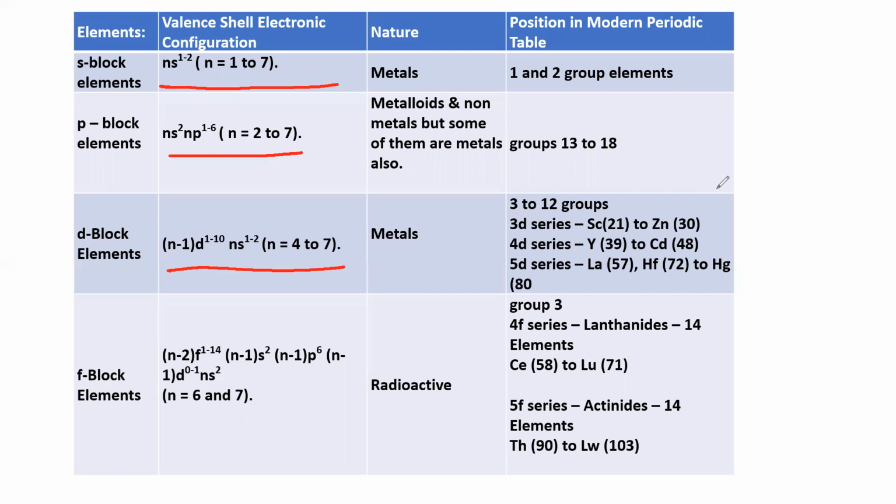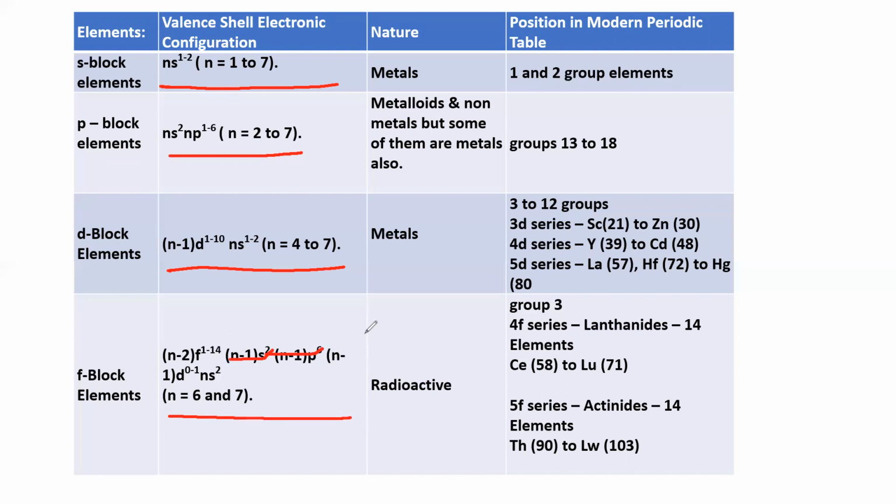Next we have F block elements. You can see the outermost configuration, (n-2)f1 to 14. (n-1)s2 (n-1)p6 is not required to write. You can just remove this. Only these two are removed. So what is the final configuration? (n-2)f1 to 14, (n-1)d0 or 1 and ns2. This is the outermost configuration for F block elements. They will ask the outermost configurations of P block, D block and F block elements.